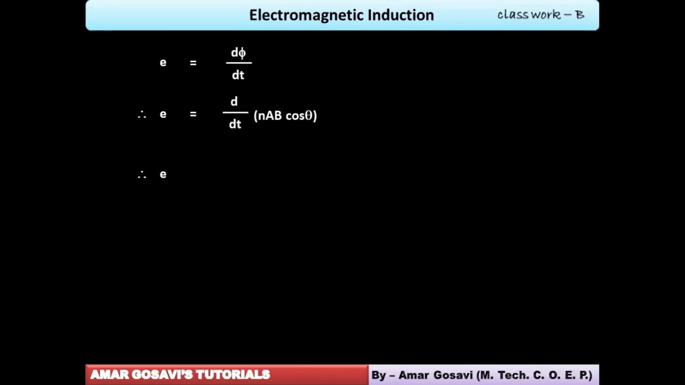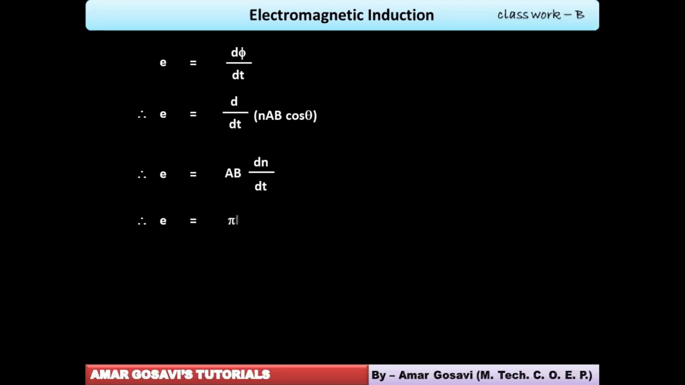So NAB, number of turns. Area and magnetic induction being constant, they will come out, and it will be dN by dt into cos theta. Cos theta is 1 over here in this case. Theta is 0, so cos 0 will be 1. So we know the area, we know the magnetic induction, basically dN by dt.